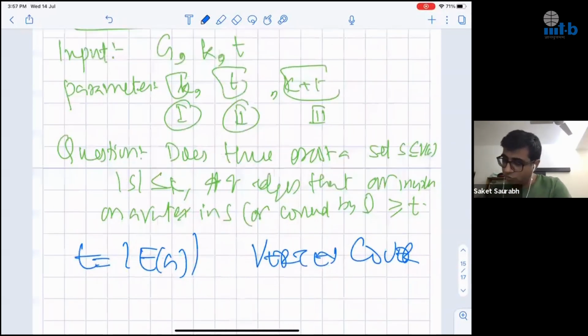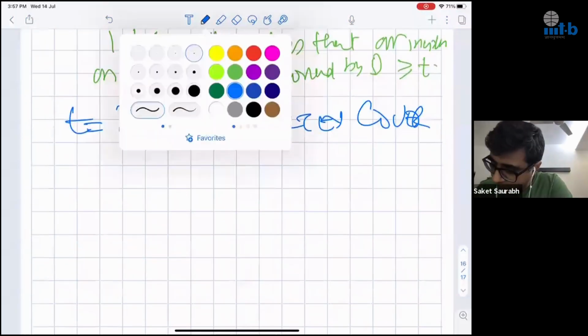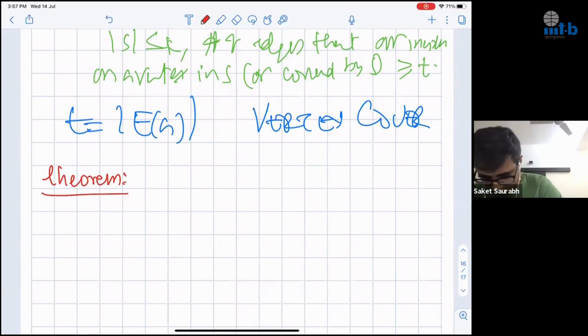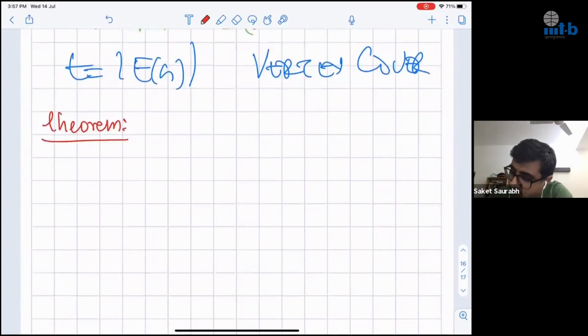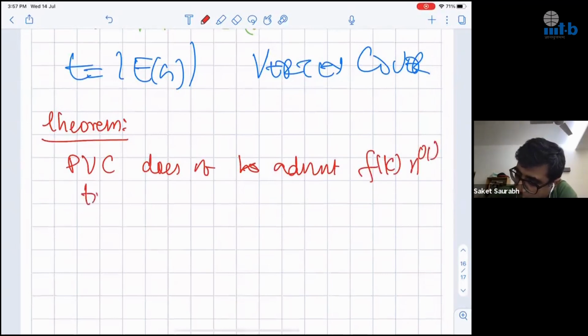Okay. So now, among my several theorems, here's my first theorem. I will give you a construction. I will convince you that this is correct, and then I will ask you to convince yourself, and then we can meet tomorrow. So: partial vertex cover does not admit an f of k times n to the power big O of 1 time algorithm.